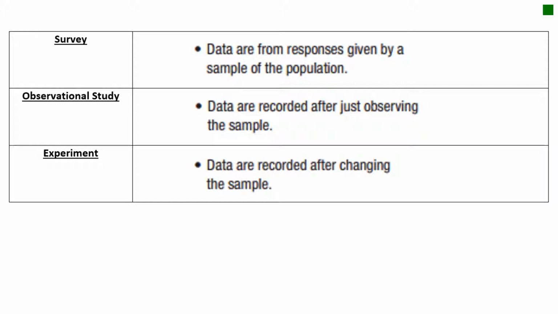And in experiments, data are recorded after changing the sample. So this is kind of what we talked about in the last video when we solved for one variable. Look at how these are all co-linked. They're all put together. Oh my gosh. So what happens if I add more water to the lemonade? What happens if I add less water? You can conclude what happens every time something is done.